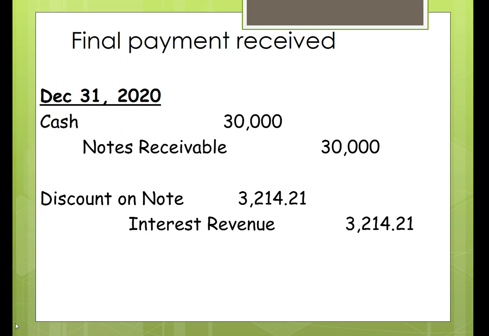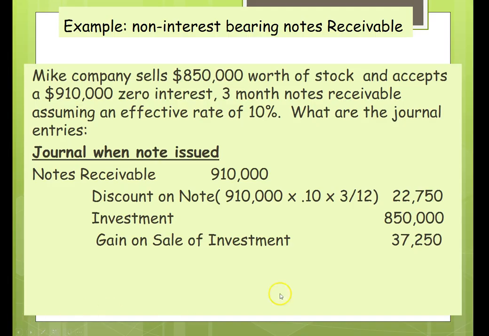Now let's look at an example of a non-interest-bearing notes receivable. So here we have my company sells $850,000 worth of stock and accepts a $910,000 zero interest 3-month notes receivable. Assuming an effective rate of 10%, what are the journal entries? Again, we'd book the notes receivable. We'd book the discount on note. We would take the investment off the books at $850,000, and the difference would be a gain on sale of investment.